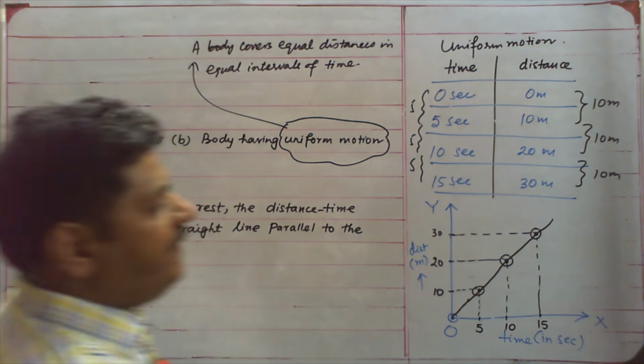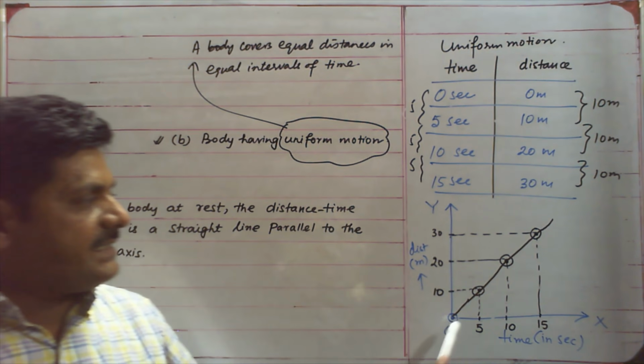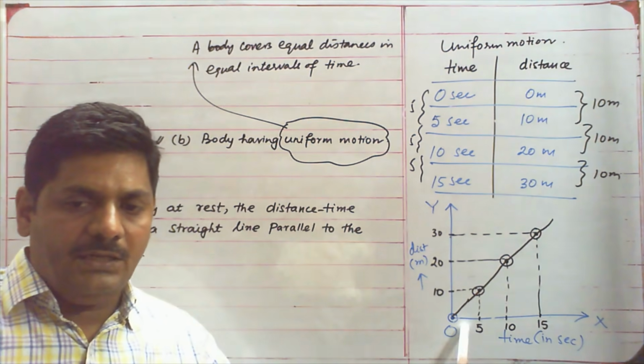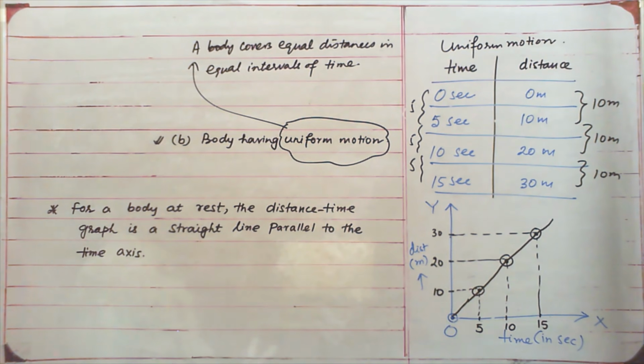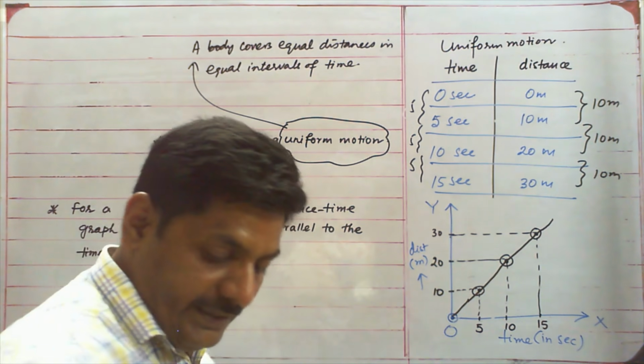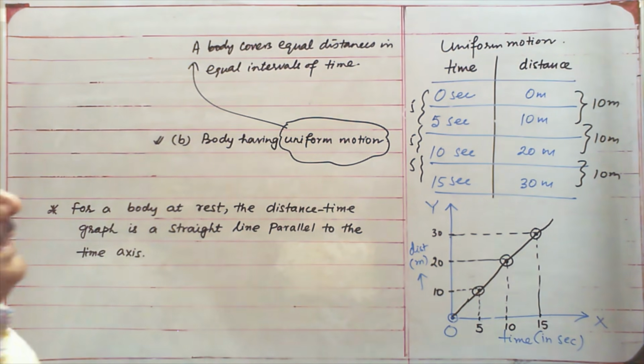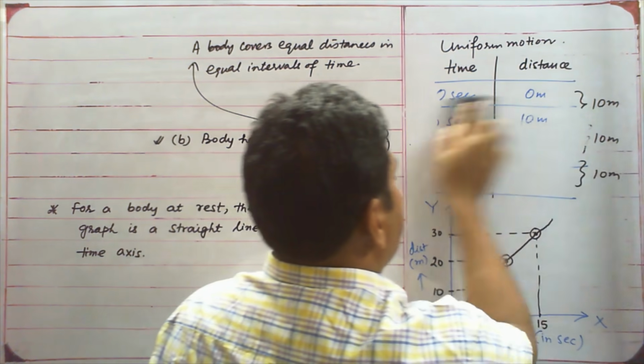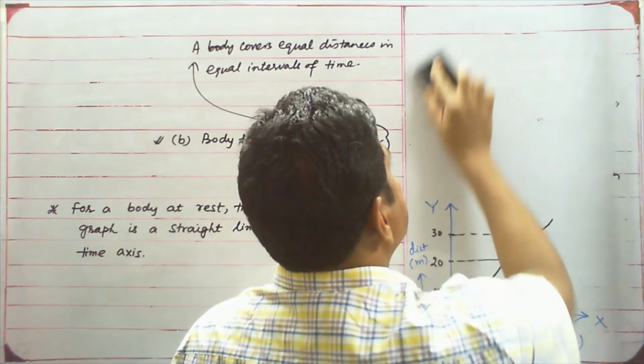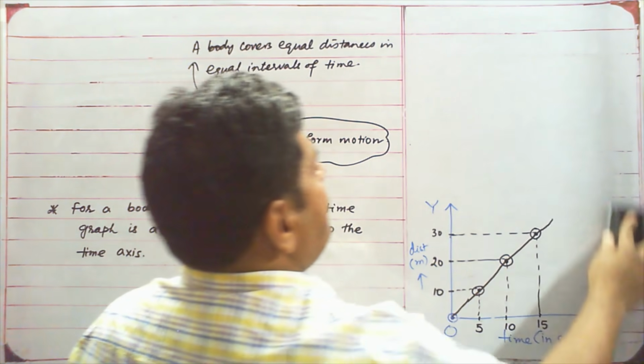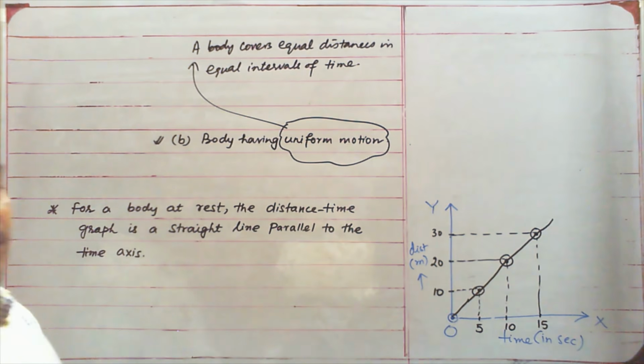So how is the graph? The graph is a straight line passing through the origin. So how would the general graph be then? A general graph, how to draw the general graph? We will take distance, we will take time. Let us see the general graph.